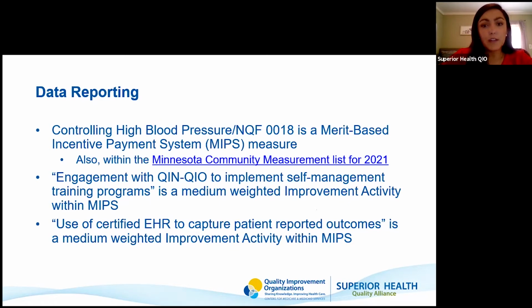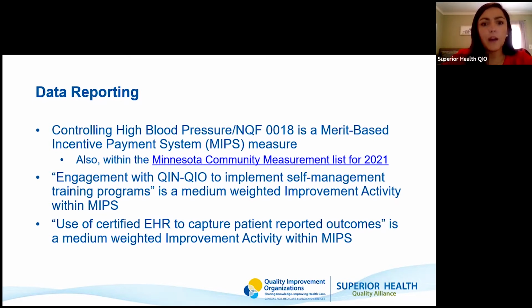Some of those measures that I spoke about, including controlling high blood pressure, that NQF18, is a Merit-based Incentive Payment System, or MIPS, measure. So if you are tracking that and you're seeing some really great success with this SMBP program, you can definitely select that as one of your MIPS measures to report on. And that's also within the Minnesota Community Measurement list for 2021, controlling high blood pressure. So it can help you with both of those programs.